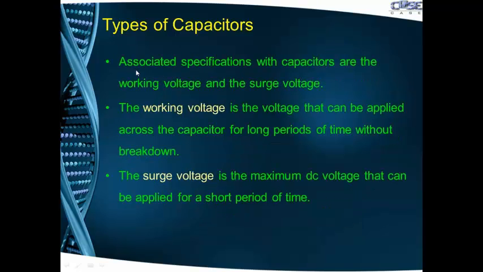So associated specifications with the capacitors are the working voltage and the surge voltage. Other than the value of the capacitor, the capacitor usually specifies the associated voltage, that is its working voltage, and the surge voltage. What is the working voltage? Working voltage is the voltage that can be applied across the capacitor for long periods of time without breakdown.